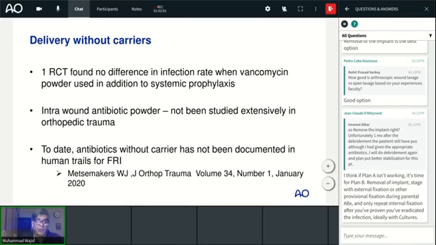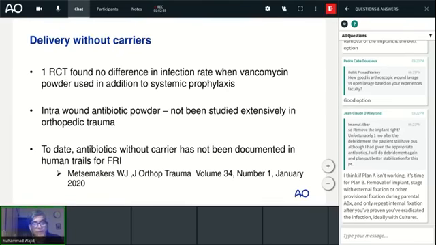So intuitively, why don't we just sprinkle some antibiotic where we have already debrided the wound? But we see that there is only one randomized controlled trial which found no difference in infection rate when vancomycin powder was used in addition to systemic prophylaxis. And normally it is not a common practice that we put intra-wound antibiotic powder. And it has not been studied extensively in our literature. And to date, antibiotics without a carrier have not been documented in human trials for fracture-related infections.